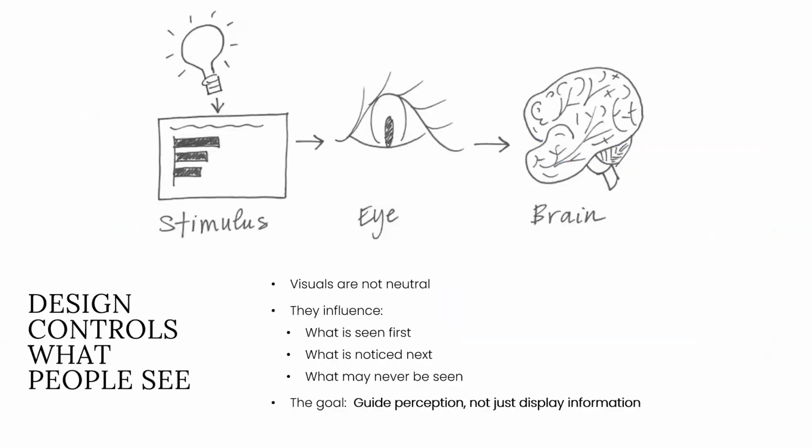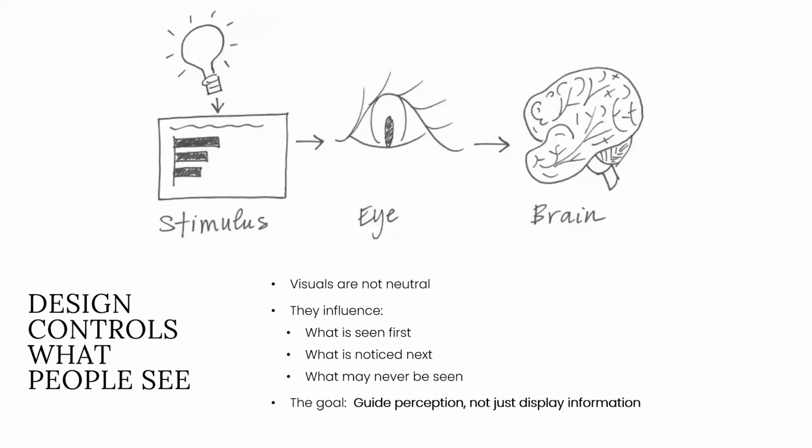Effective visual communication is not simply about removing clutter. It's about deliberately guiding attention. Once distractions are eliminated, the remaining elements must be organized in a way that directs perception, supports understanding, and shapes interpretation. Visual design is not neutral. It always influences what people notice first, what they notice next, and what they may never notice at all. Because human attention is limited, design must act as a guide rather than a container. The goal is not to display information, but to control how it's perceived.